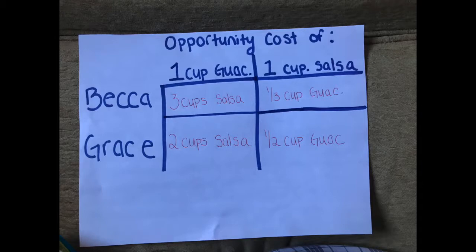In order for Grace to produce 1 cup of guacamole, it takes her 60 minutes of work. When she spends those 60 minutes producing guacamole, she spends 60 fewer minutes producing salsa. Since Grace needs 30 minutes to produce 1 cup of salsa, 60 minutes of guacamole work would yield 2 cups of salsa. Thus, her opportunity cost for producing 1 cup of guacamole would be 2 cups of salsa.